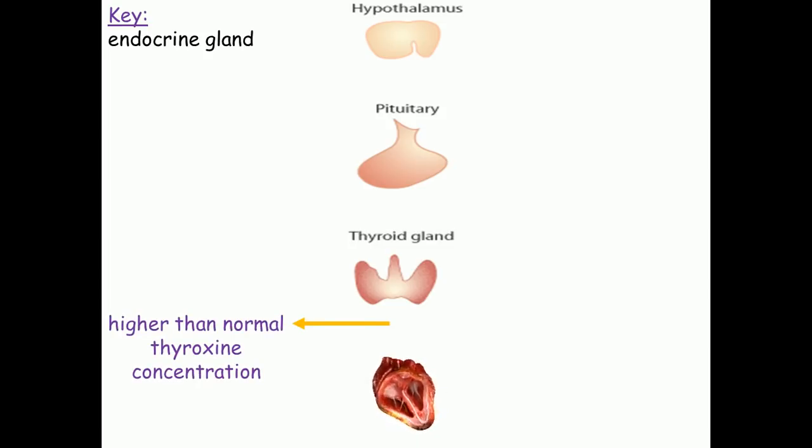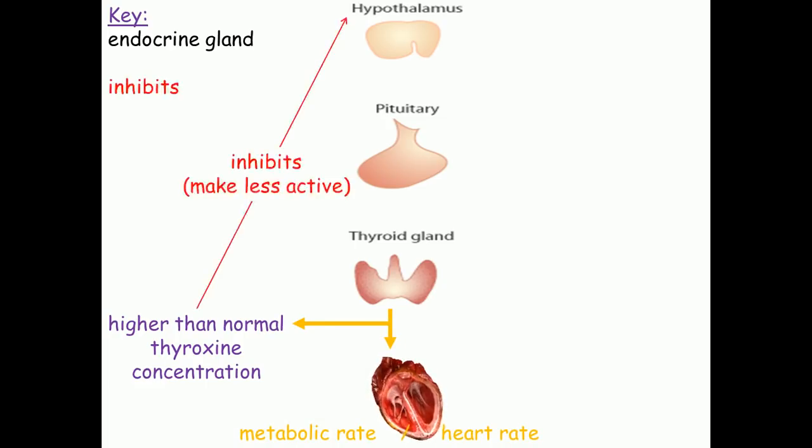If there's a higher than normal thyroxine concentration, that means there's going to be an increase in the metabolic rate and the heart rate. And the higher than normal thyroxine concentration triggers a change which inhibits the hypothalamus in its secretion of TRH. And because less TRH is produced, the pituitary gland is stimulated to secrete less TSH. So the pituitary gland is inhibited and less TSH is produced. And this less TSH inhibits the production of thyroxine by the thyroid gland. And because it inhibits the production of thyroxine, the thyroxine concentration will decrease and the metabolic rate and the heart rate will go back to a normal level.